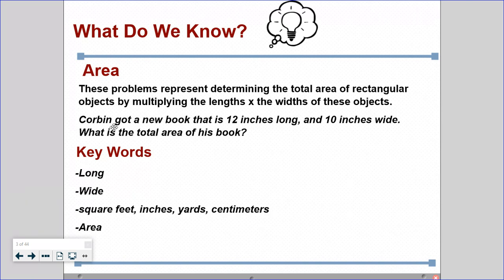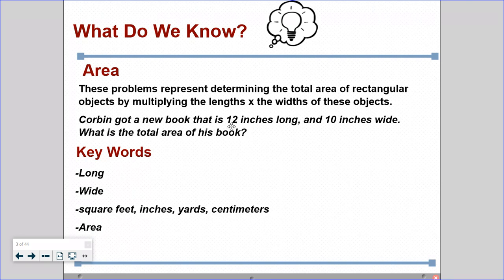So, if Corbin got a new book that is 12 inches long and 10 inches wide, what is the total area of his book? We know that this is an area story problem because guess what? It says area right there. But even if it didn't, we could figure out that it's an area problem using some clues. For example, it talks about the length of his book, 12 inches long. It talks about the width of his book, 10 inches wide. And then it asks for the total area.